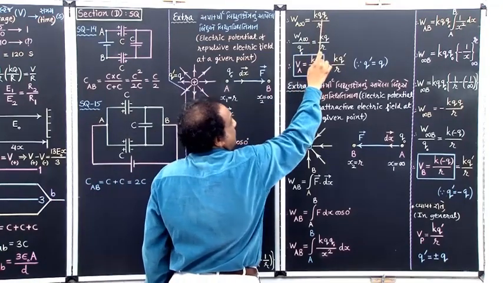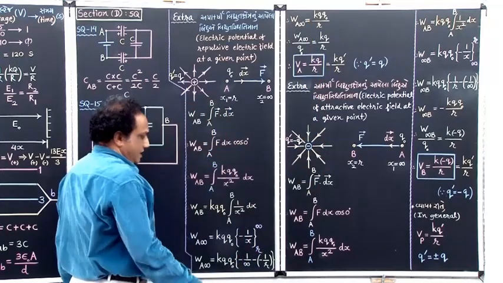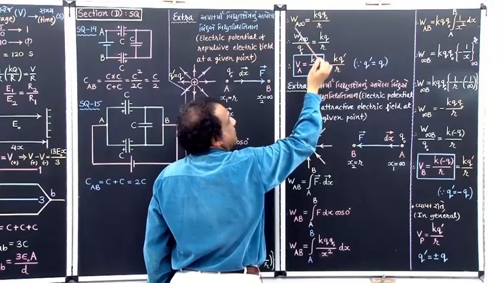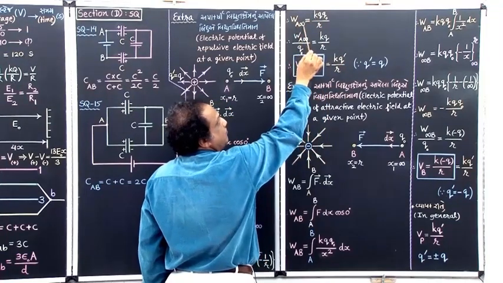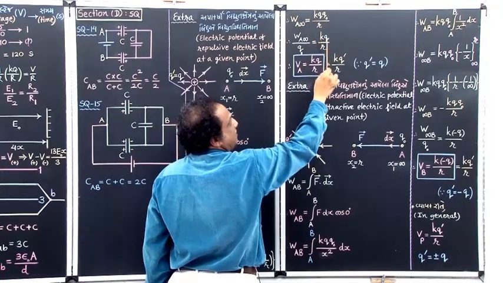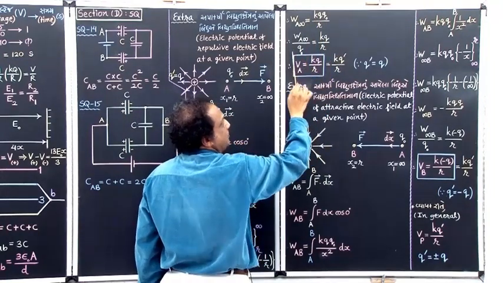K q q0 upon r. And now just bring this q0 into the denominator, on the left side. So W from A to infinity divided by q0 will be kq upon r. Tell me, what is this?